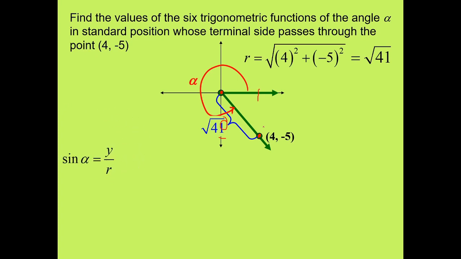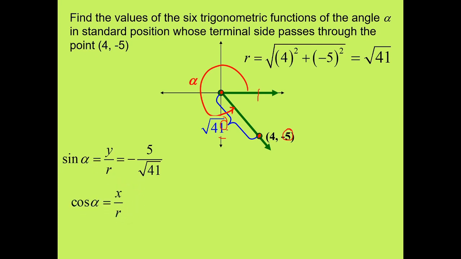Okay, we have seen this earlier in the PowerPoint in the earlier slides that sine A is equal to y over r. Therefore, our sine A is just equal to negative 5 over square root of 41, since our y is negative 5 and our r is the square root of 41.